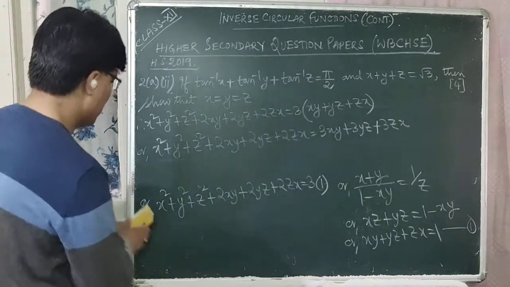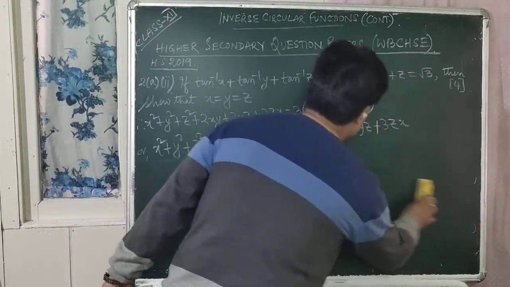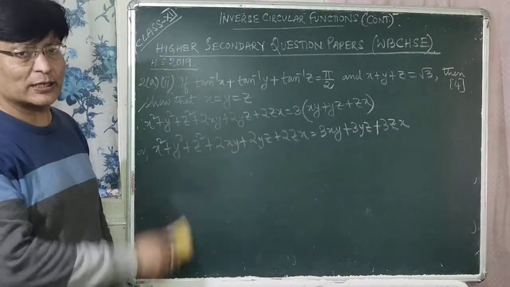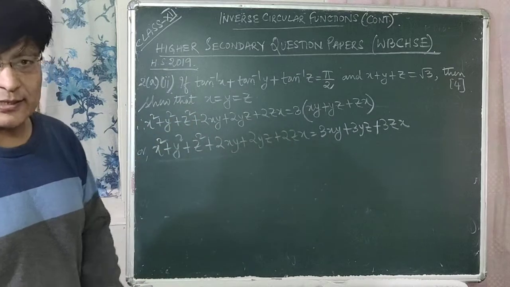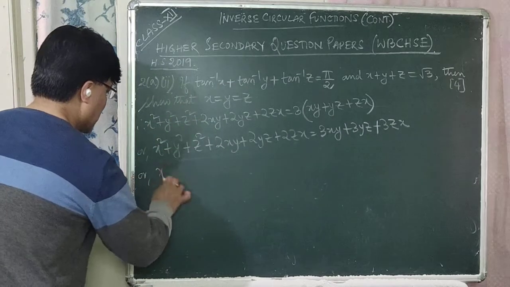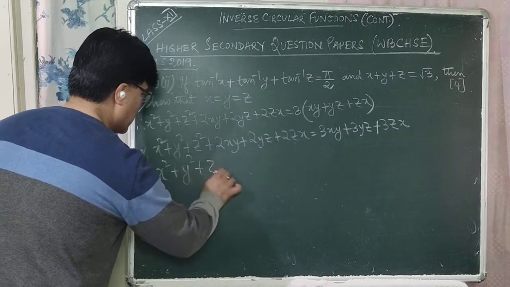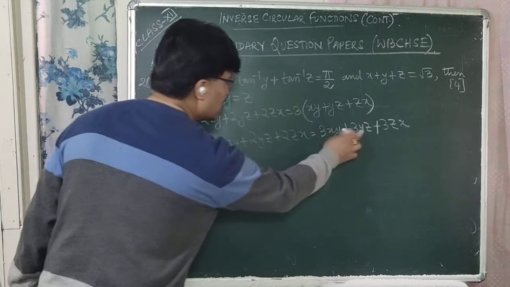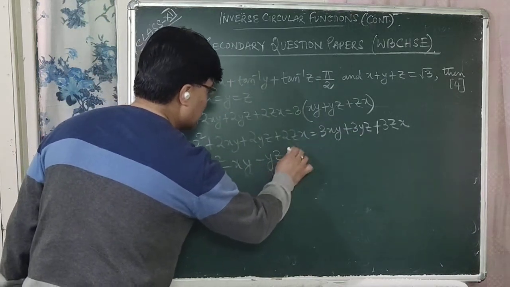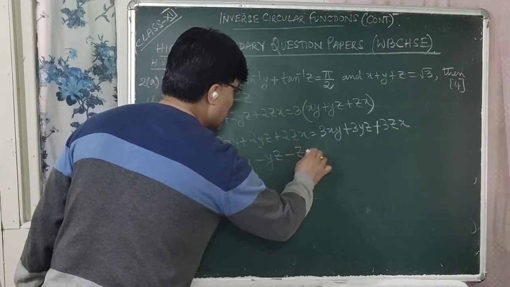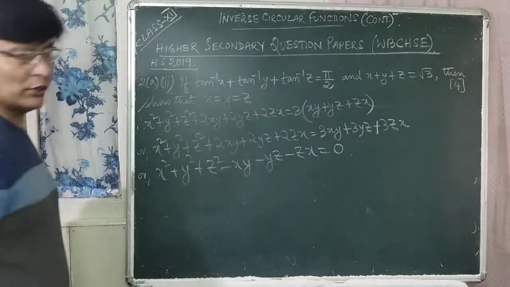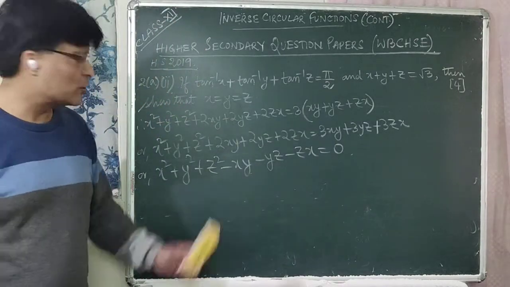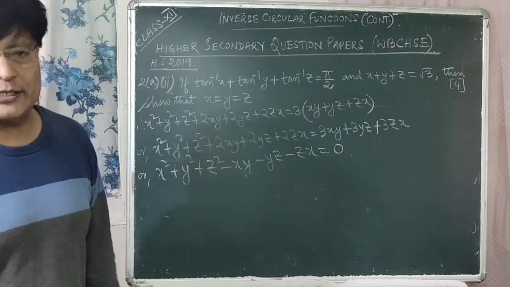So now you can take 3xy plus 3yz plus 3zx, which are on the right hand side, to the left hand side, so they become minus, isn't it? So x square plus y square plus z square. What is 2xy minus 3xy? Minus xy. What is 2yz minus 3yz? Minus yz. What is 2zx minus 3zx? Minus zx, which is equal to 0. Okay? So now, next, what will you do now? From here, we can prove x is equal to y is equal to z.